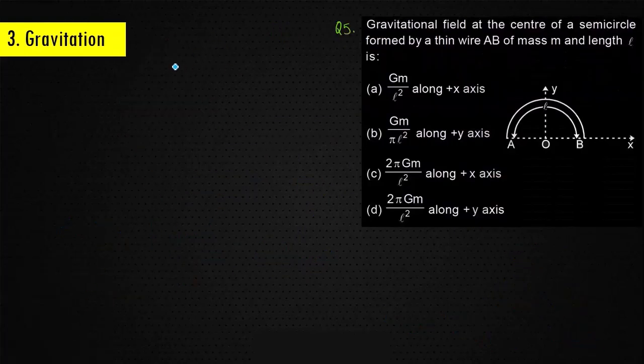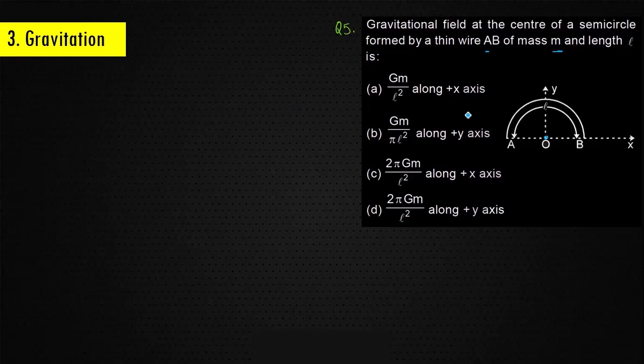Now moving on to the next application. The topic is from gravitation. Here there is a semicircular wire AB, whose mass is m and length L is given. The wire is bent in the form of a semicircle. You are asked to calculate the field at point O.